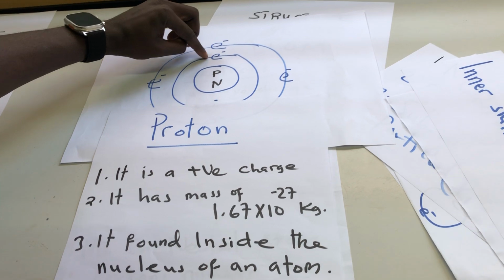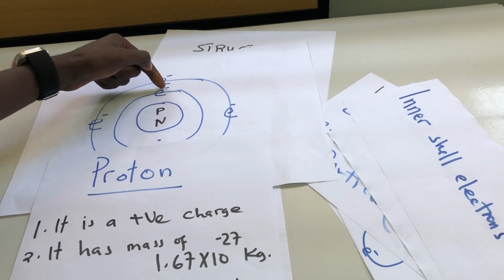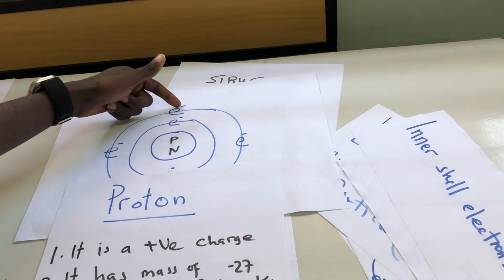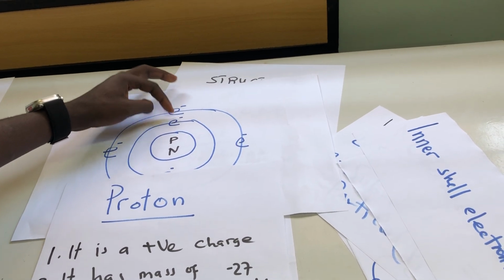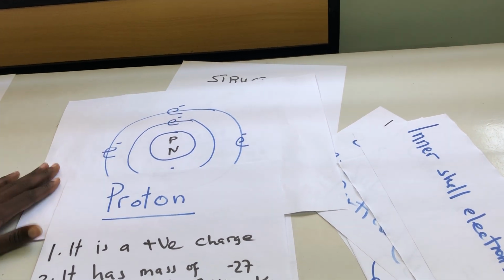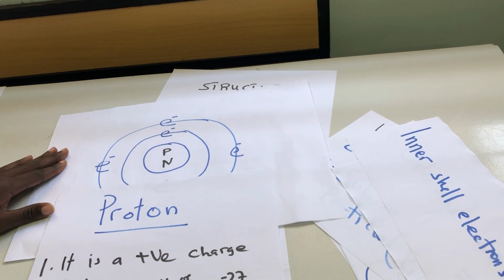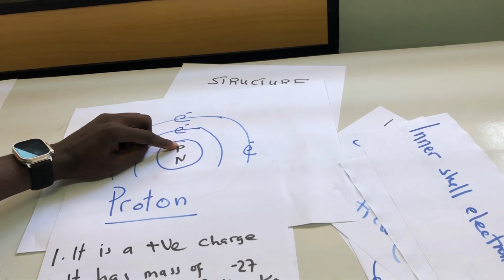But from the first shell to the second shell, here there is repulsion because this one is negative and this one is negative. So here is why you can see the distance has increased, because there is repulsion. In chemistry we call this the screening effect. We will learn that another day.